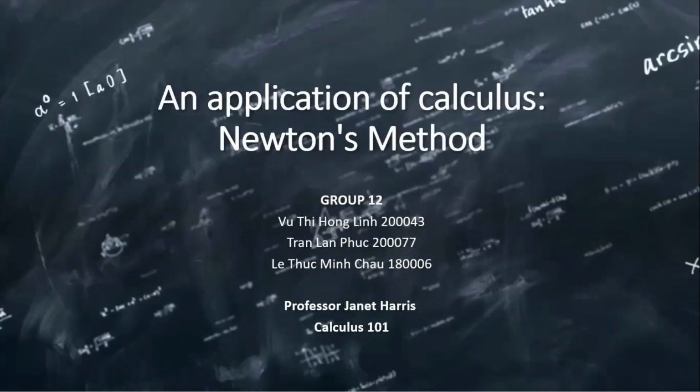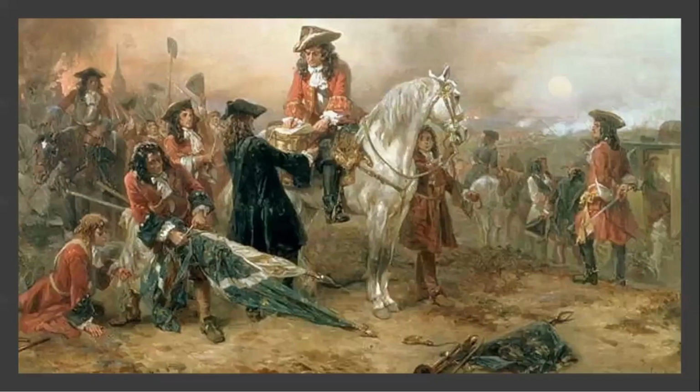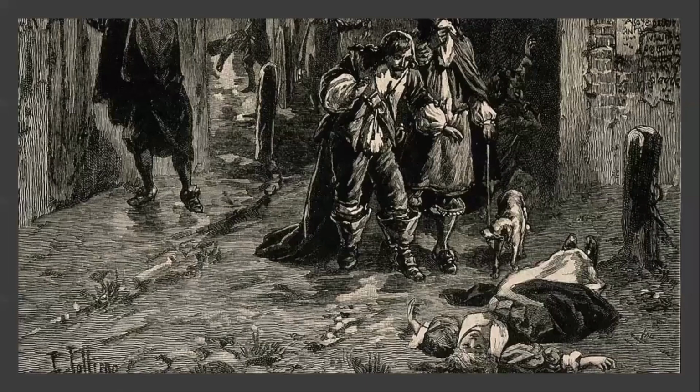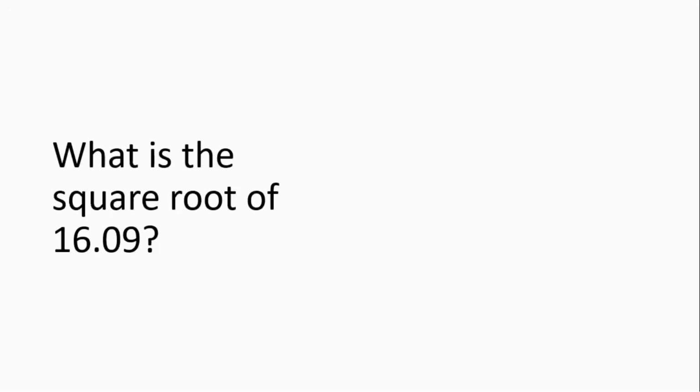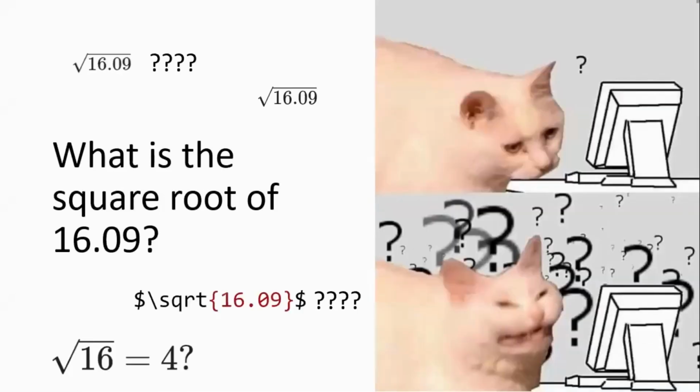Stay tuned. Long time ago, in 1600, the world was full of rebellions, war, slavery, hunger, and blood. Newton had his own problem too. He wondered, what is the square root of 16.09? Now we have calculators and computers to easily solve the problem, but in the 17th century, Newton had nothing.